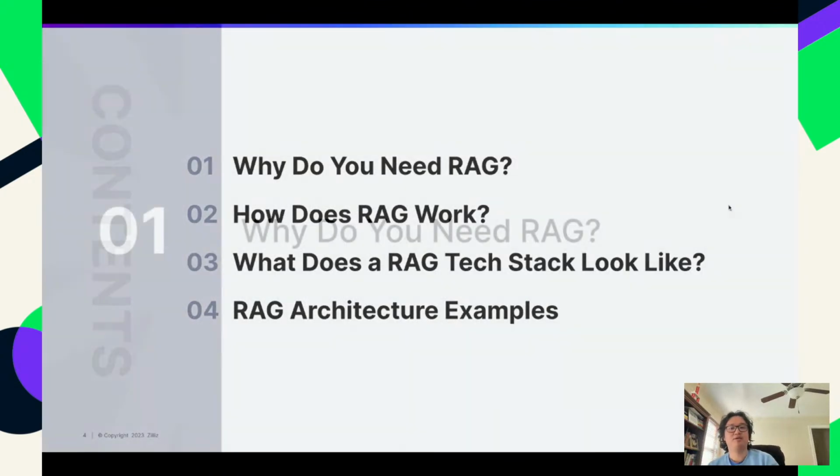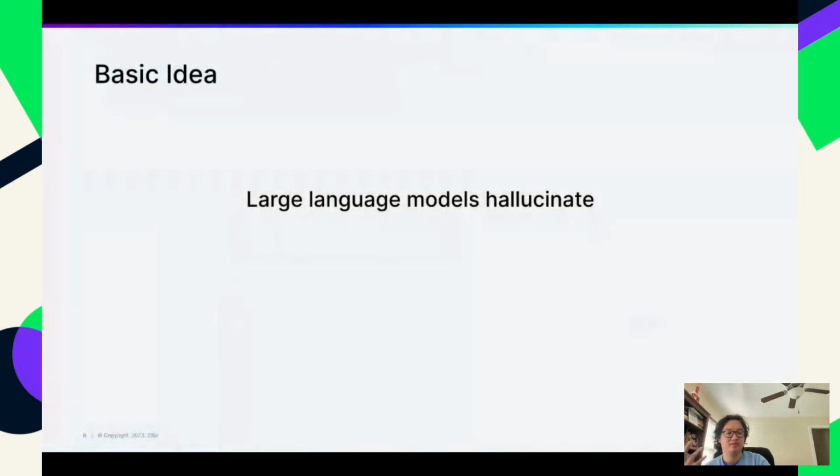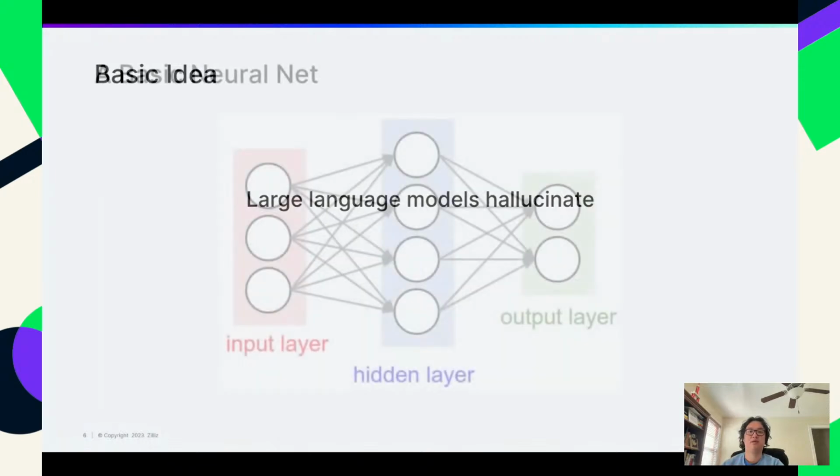So let's get started. Why do you need RAG? Okay, so the basic idea of why you need RAG is, well, there's actually two basic ideas. One is that large language models hallucinate, and the other is that they don't work with your data. But we're gonna cover both. I want to introduce why large language models hallucinate, and then we'll go into how you can solve this issue and how you can solve this with your data.